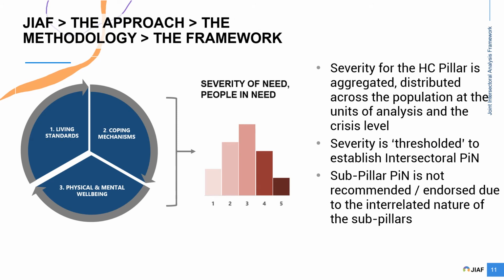Now, let's zoom in on the humanitarian conditions pillar. The humanitarian conditions pillar is organized around three very interlinked humanitarian consequences. The first one is living standards, the second is coping mechanisms, and the third is physical and mental well-being. The global clusters came up with indicators to illustrate the severity of needs for their sector for each one of those humanitarian consequences. Each indicator is thresholded to establish intersectoral PIN.